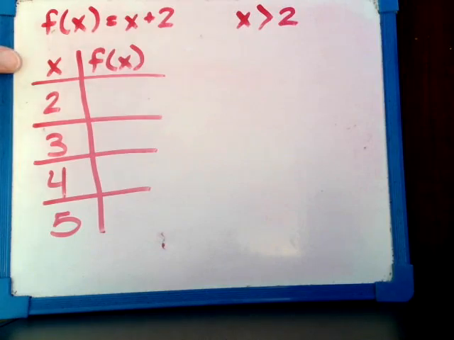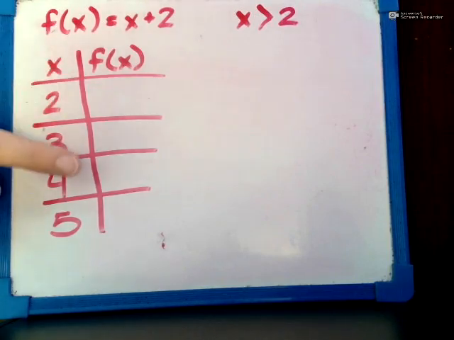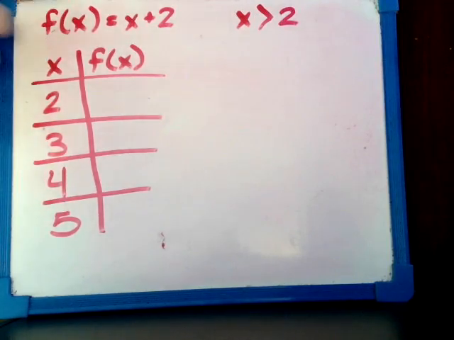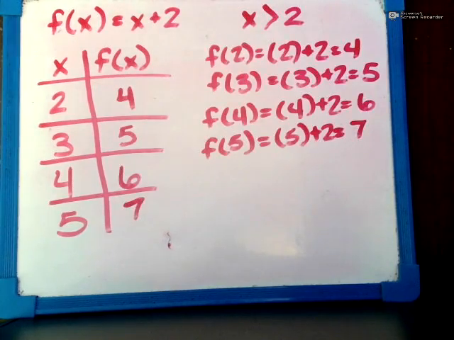So we're going to create a table, and the values for x are going to be our boundary point, which is 2, and a few values greater than 2, so 3, 4, and 5. To find f of x, we're just going to plug these x values into this formula and solve. Okay, I went ahead and did that.